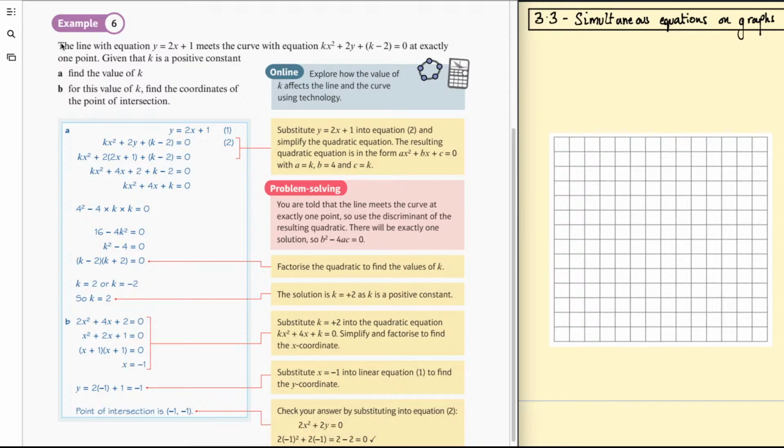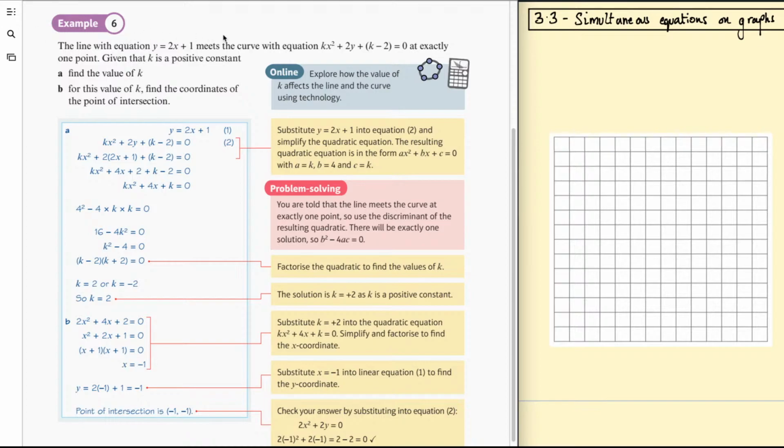Okay, another example here. The line with equation y equals 2x plus 1 meets the curve with equation kx squared plus 2y plus k take 2 equals 0 at exactly 1 point. Given that k is a positive constant, find the value of k. For this value of k, find the coordinates of the point of intersection.